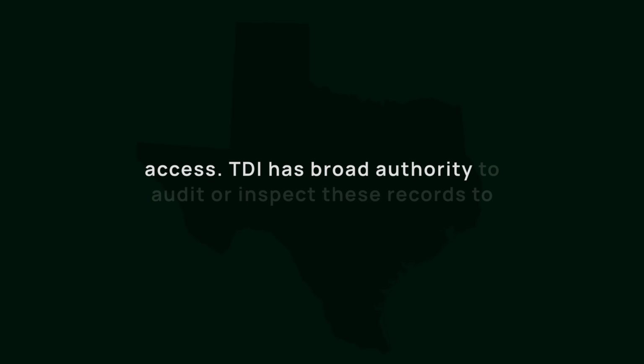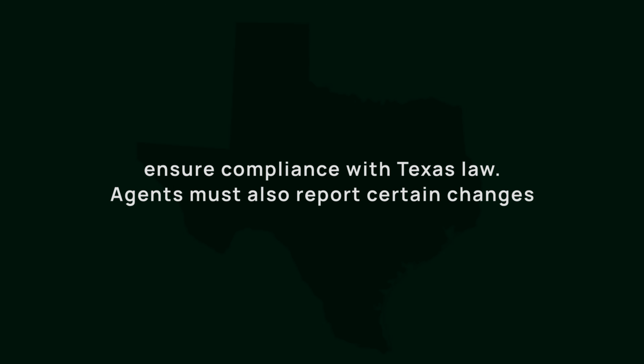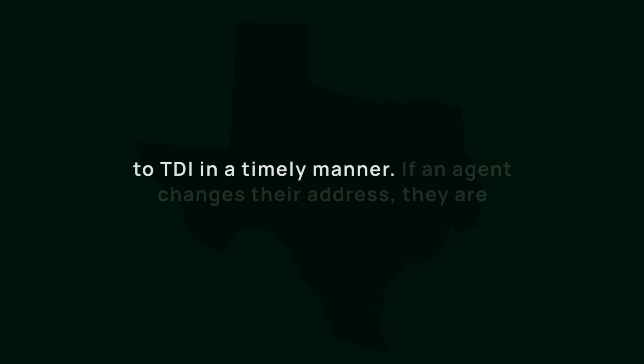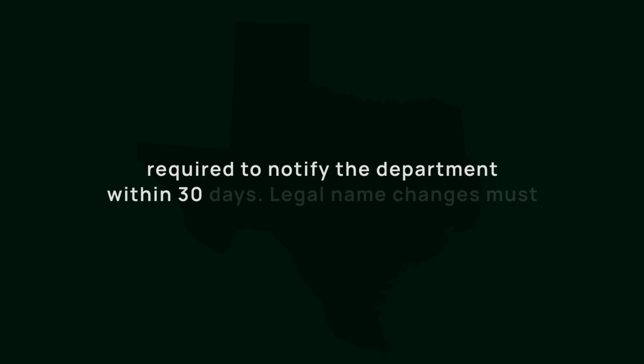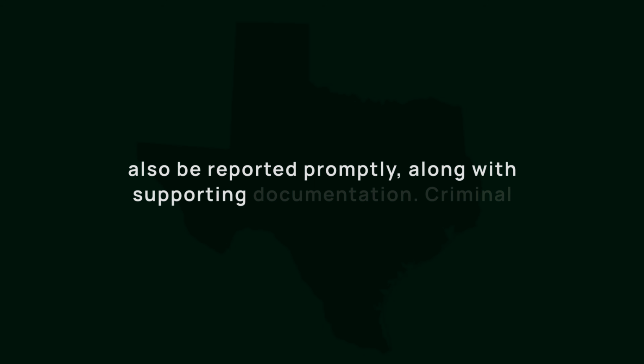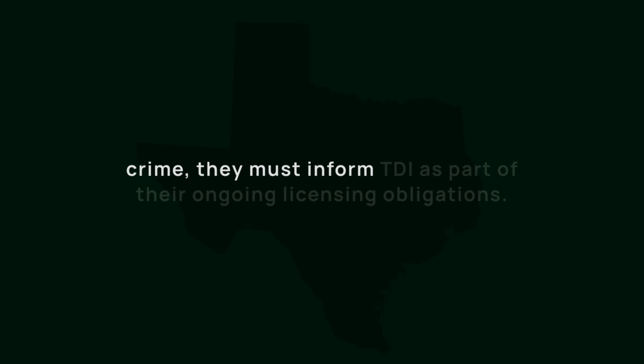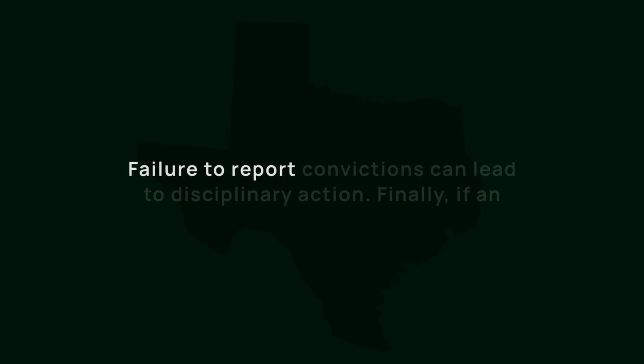TDI has broad authority to audit or inspect these records to ensure compliance with Texas law. Agents must also report certain changes to TDI in a timely manner. If an agent changes their address, they are required to notify the department within 30 days. Legal name changes must also be reported promptly, along with supporting documentation. Criminal convictions are another reportable event. If an agent is convicted of a crime, they must inform TDI as part of their ongoing licensing obligations. Failure to report convictions can lead to disciplinary action.